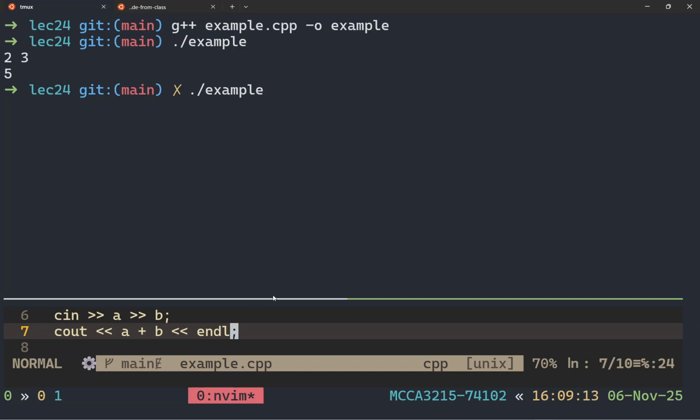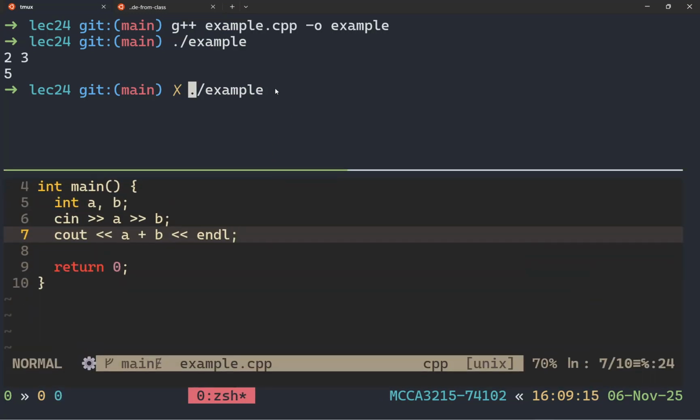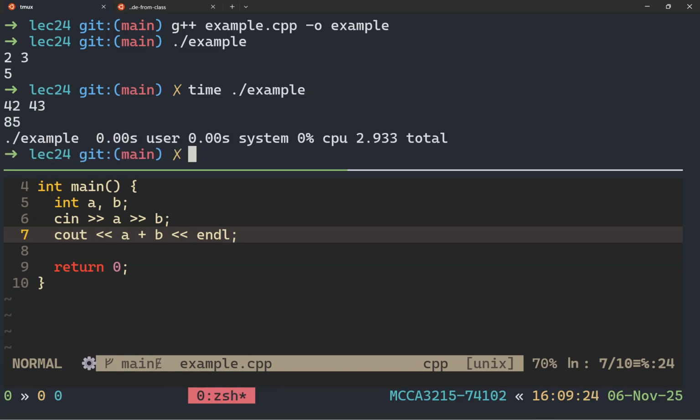So here it is on the top now. You can say time that thing. All right, and if I hit enter, now it's running. I can say 42, 43, 85. It took about 3 seconds total for it to run, but it's also keeping track of how long the program itself was executing, because it was waiting for my input for a little bit, and that doesn't count as system time. It counts that separately, to total time, but not actual system time, if that makes sense. So that's why it was quite quick.